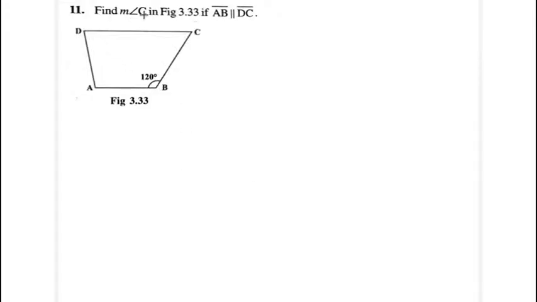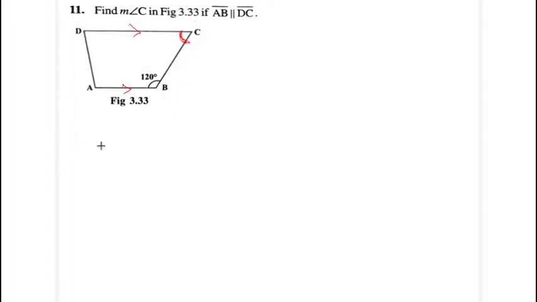Find the measurement of angle C in this figure if AB is parallel to DC. These two sides are parallel, it is given. The other two sides are not parallel; from the picture we can say it. Here 120 degrees is given, and we have to find angle C. Now AB is parallel to DC and BC is the transversal. These two angles are on the same side of the transversal and are interior opposite angles, and we know that the sum of two interior opposite angles of the transversal is 180 degrees.